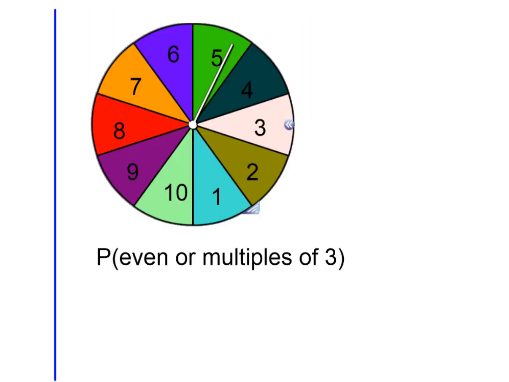Let's try doing an OR probability with a spinner. What's the probability of this spinner landing on an even or a multiple of 3? Well, there are a total of 1, 2, 3, 4, 5 even out of 10. We're going to add this to the probability of multiples of 3, which would be 3, 6, and 9. So that's 3 out of 10.